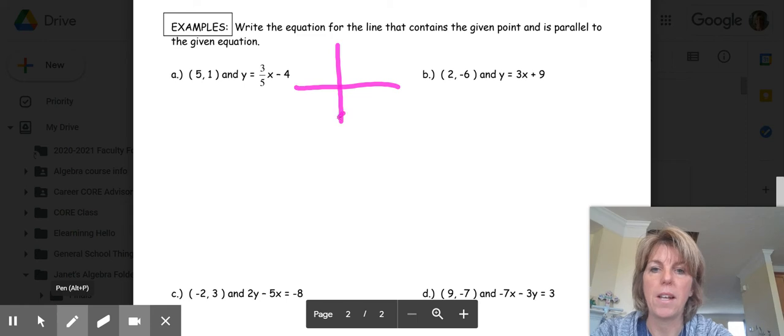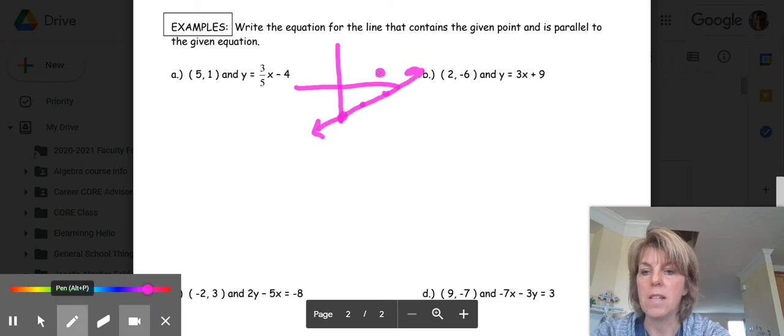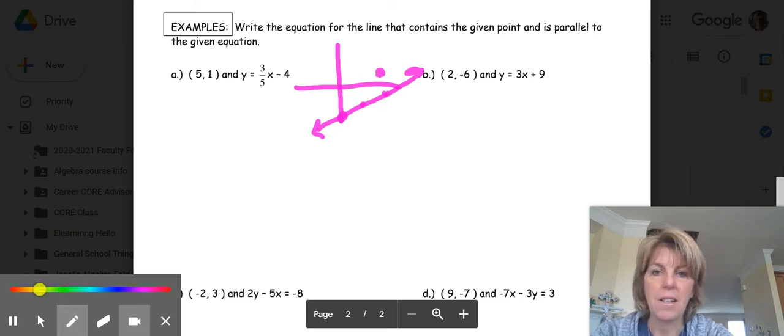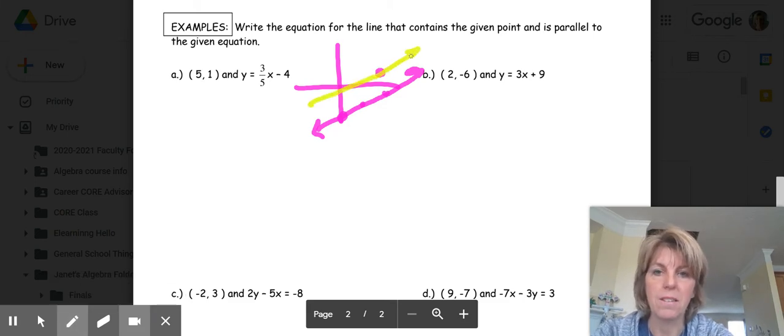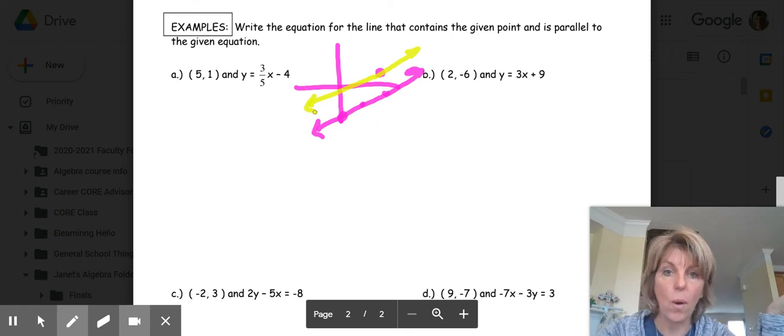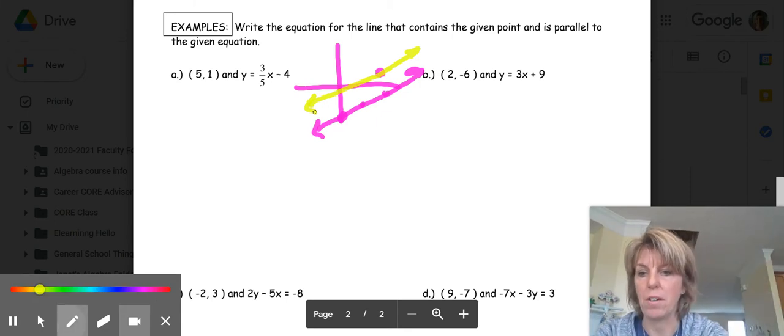If I point at negative 4 and I go up 3 over 5, up 3 over 5, and I graph a line, and then I have this point of 5,1. So I have a point at 5,1. I have to figure out what is the equation of the line that I would draw that would be parallel to that one. Now I can see, obviously, that that line is supposed to be like this, right? This is the line I'm looking for, but what is the equation for that line? It's what I have to figure out.